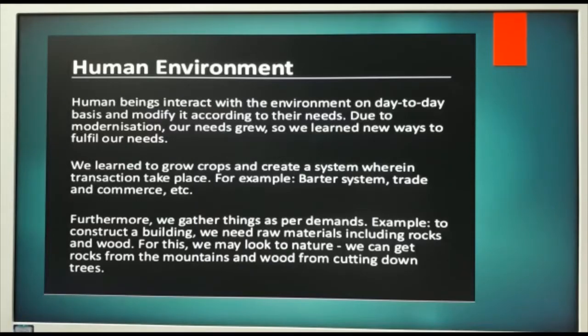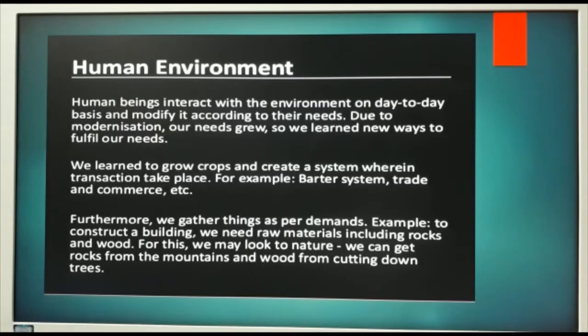Due to modernization, our needs grew, so we learned new ways to fulfill our needs. We learned to grow crops and create a system wherein transactions take place. For example, barter system, trade and commerce, etc.